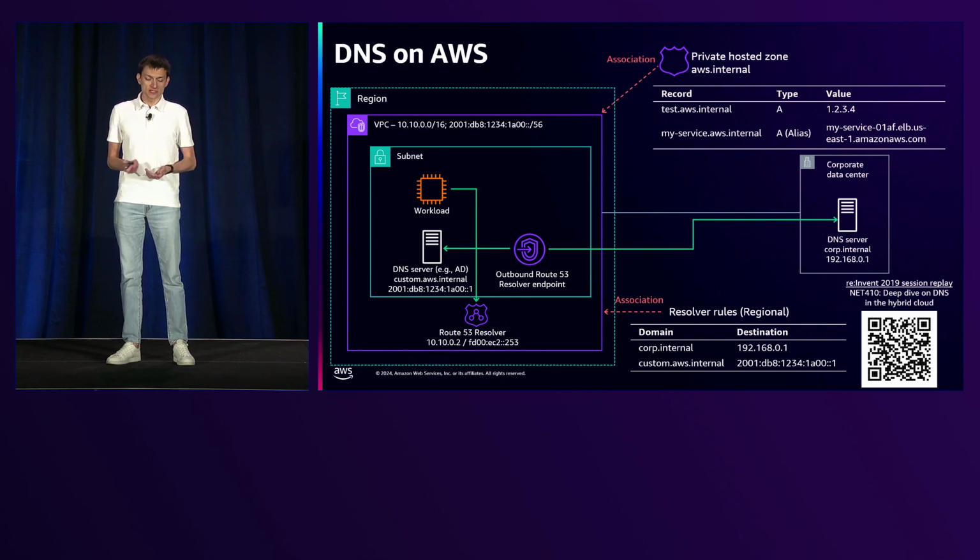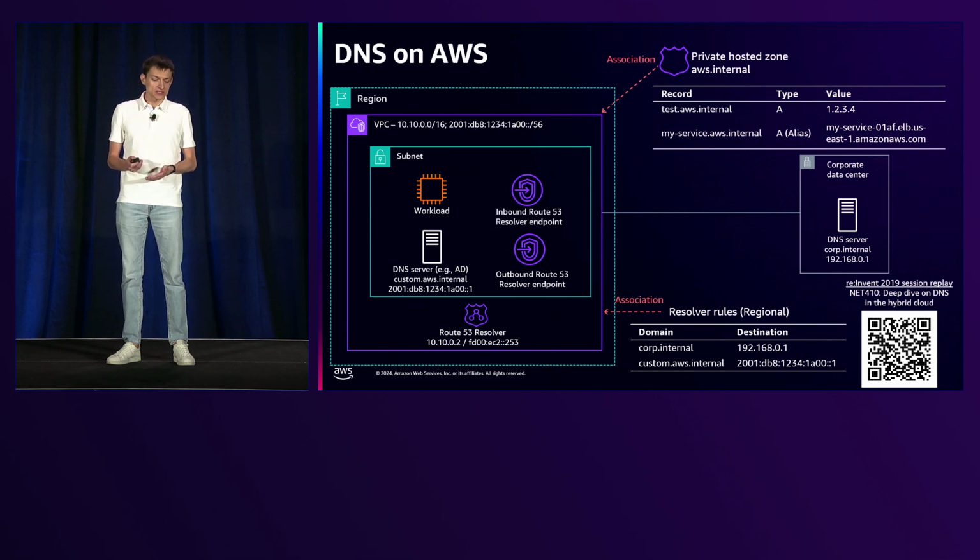For reverse DNS resolution, when we want to resolve some kind of DNS queries, let's say inside of a private hosted zone on AWS, from your on-premises DNS server, we can create an inbound resolver endpoint and do the appropriate configuration on your DNS server to forward queries to AWS.